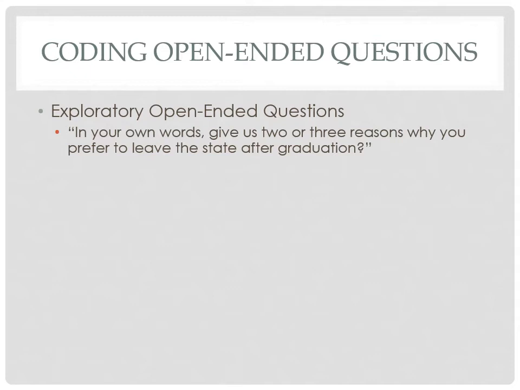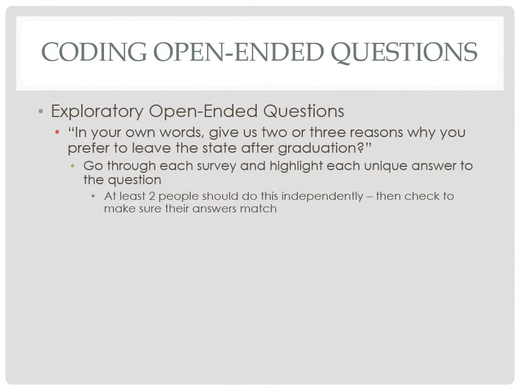And so you get all kinds of answers that people have provided, and now we have to figure out a way to take all of those verbal responses that you got, all those words, and convert them into numbers. All right, so the first step, you're going to go through each survey and highlight each unique answer to the question, right? Like literally highlight. With a highlighter, you would take out a highlighter.